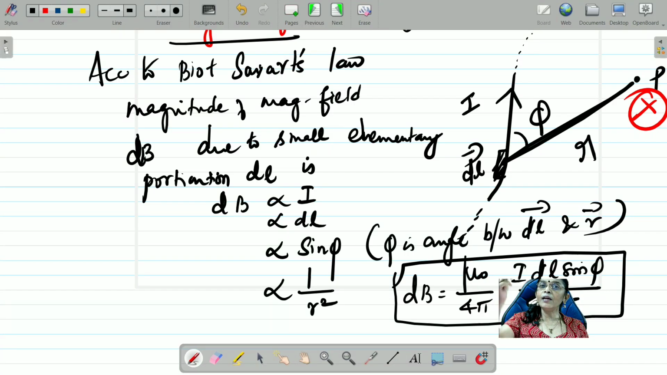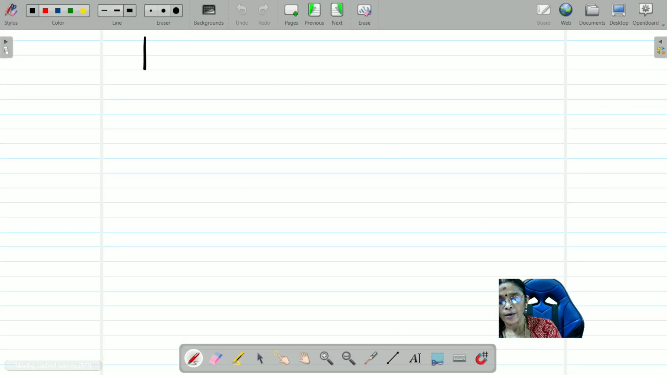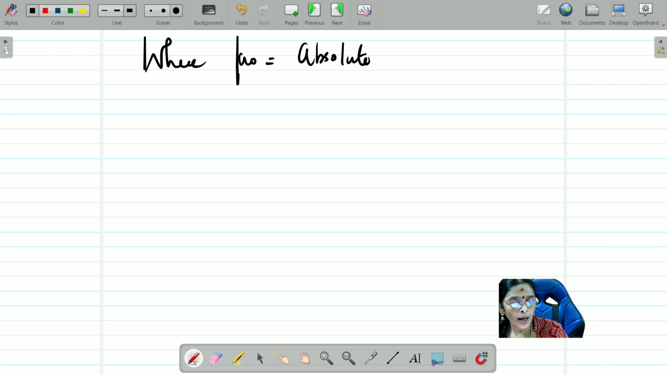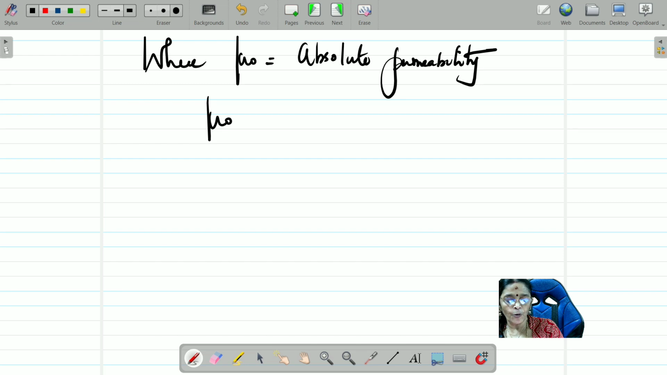So now, in Coulomb's law you have written the constant 1 by 4 pi epsilon naught. Here in Biot-Savart law, what is the constant? It is mu naught by 4 pi. But what is mu naught? Mu naught is a constant, that is nothing but absolute permeability. The value of absolute permeability is 4 pi into 10 power minus 7.